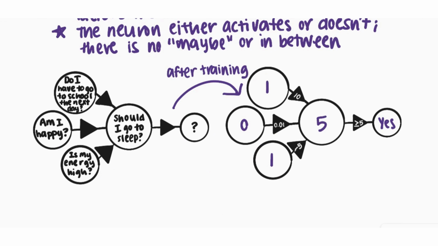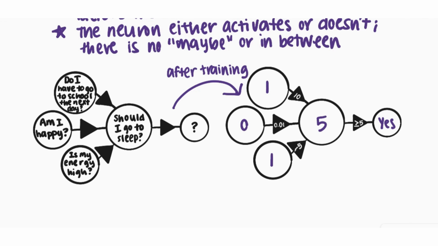So let's say that, yes, I do have to go to school the next day, which is represented by a 1. Am I happy? The answer is 0, or that basically represents no. And is my energy high? The answer is 1, or yes. And then we're going to multiply it by each of the weights. So 1 times 10 is 10. 0 times 0.01 is 0, and 1 times -5 is -5. So we add it up. 10 plus 0 plus -5, that adds up to 5.